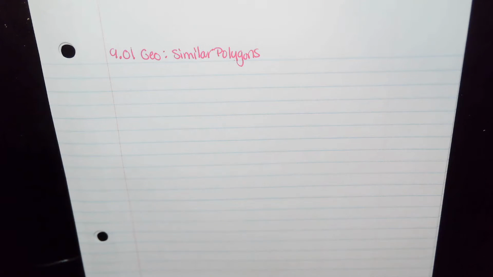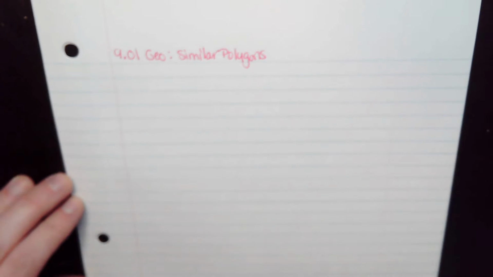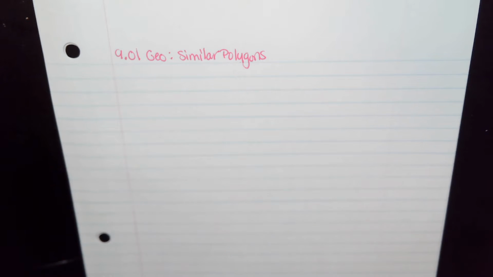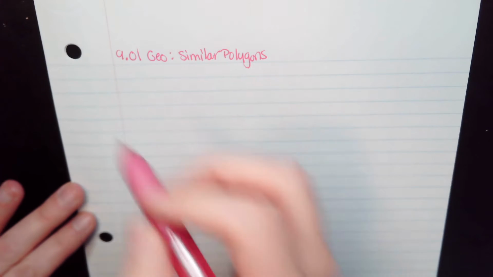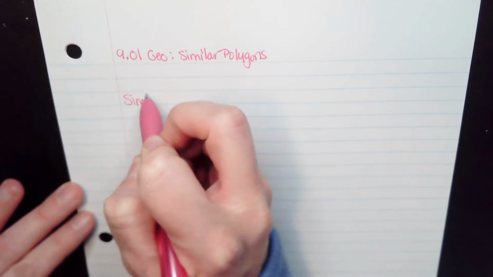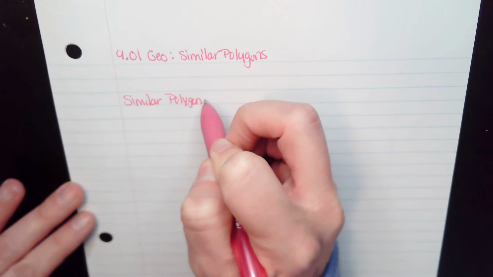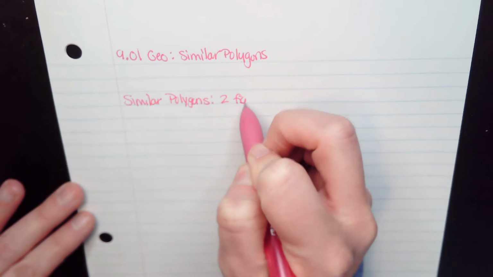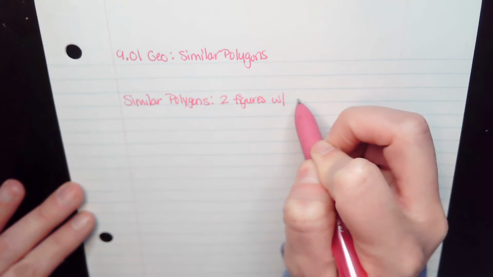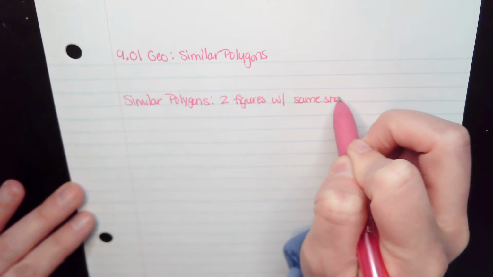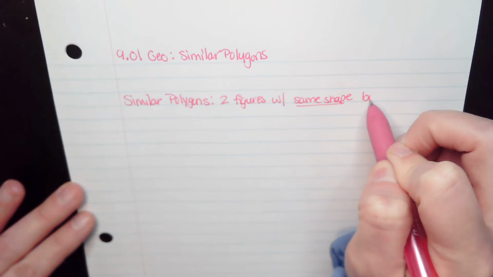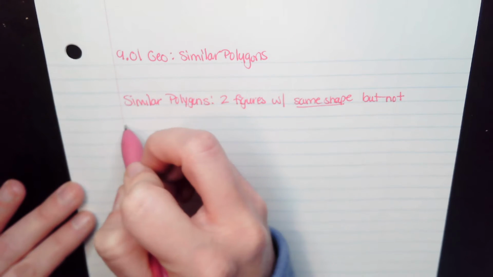All right, we're on 9.01 for geometry today, which is on similar polygons, and we're going to focus mainly on triangles today. But we'll start with our definition of similar figures, which really we are just saying that you have two figures that are the same shape, but not necessarily the same size.